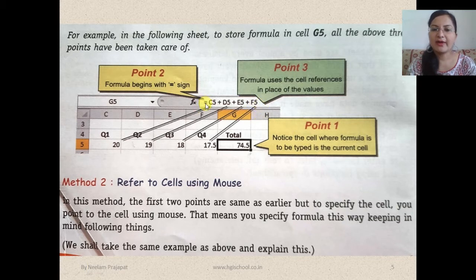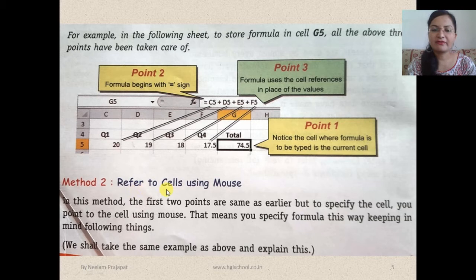Got it? So you have to write equal to, then you write the first cell address, then plus symbol, then the next cell address, then plus symbol, then the next cell address, then plus symbol, then the next address, and so on. Then you press enter, and automatically the answer will appear in the active cell.